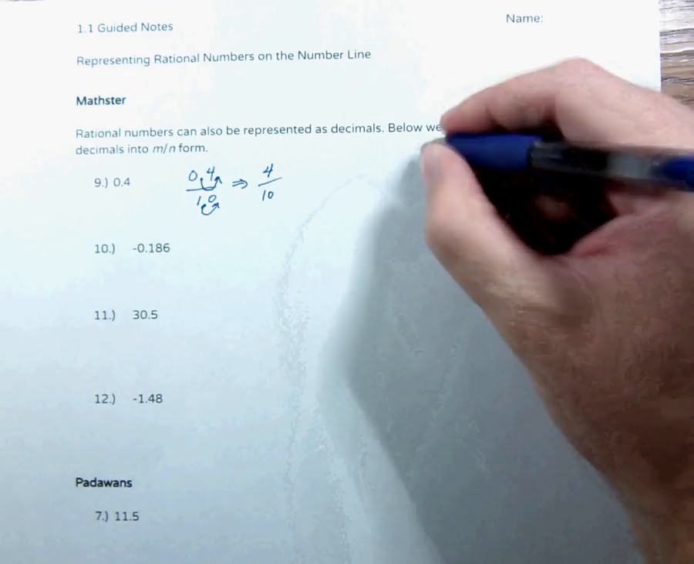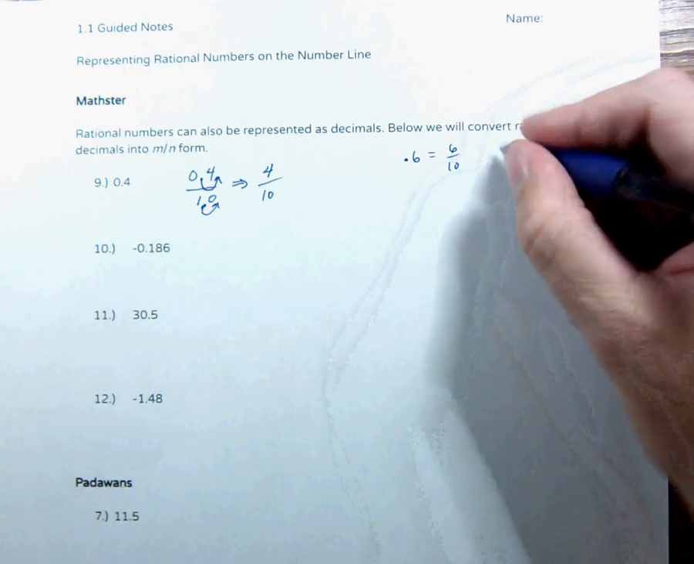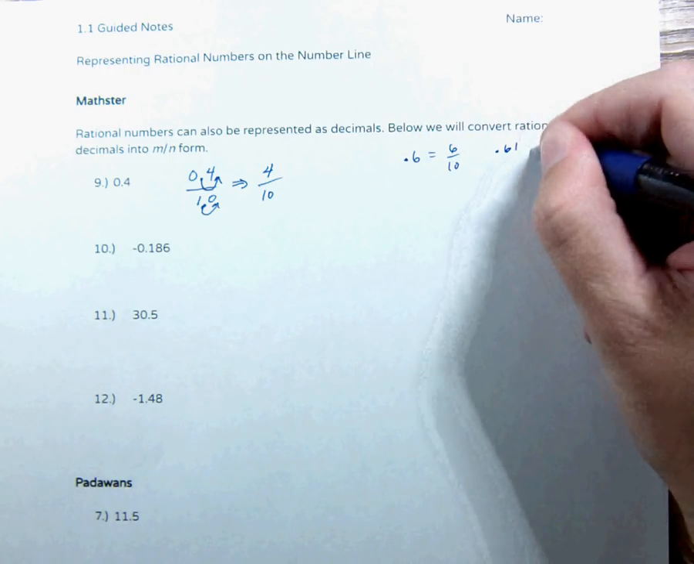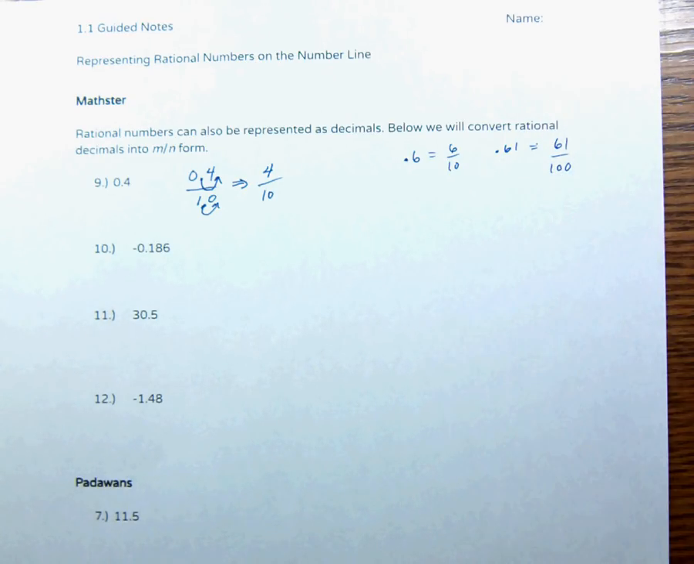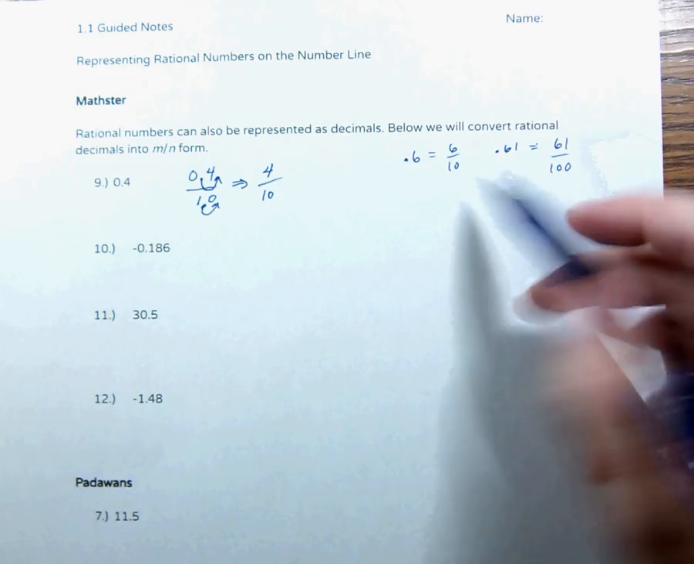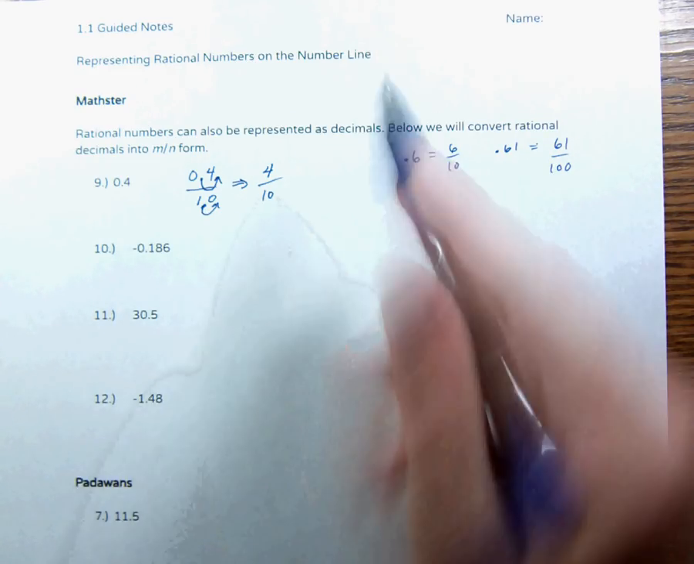Or another example would be, okay, if I had 0.6, that's 6 over 10. If I had 0.61, this would be 61 over 100. And I hope you get the point there. However many digits are behind the decimal, that's how many zeros we have behind the 1. So this is 4 over 10.